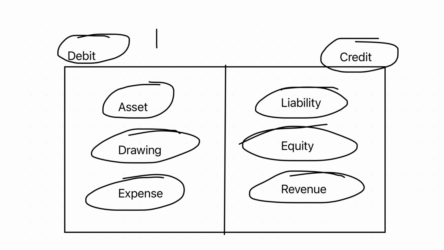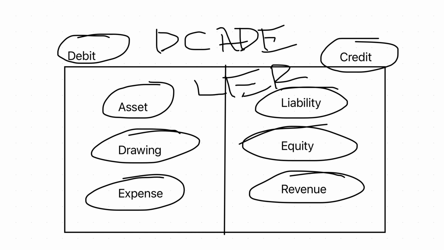So here, DC add LUR. This will make sense of what DC add LUR is. D for debit, C for credit, A for asset, D for drawing, and E for expense. Same is the case with L for liability, E for equity, and R for revenue.